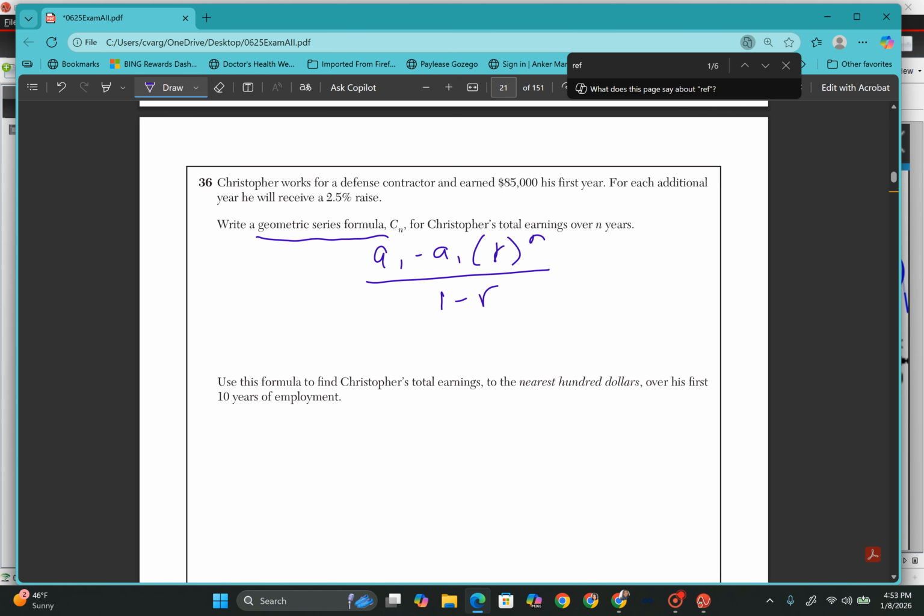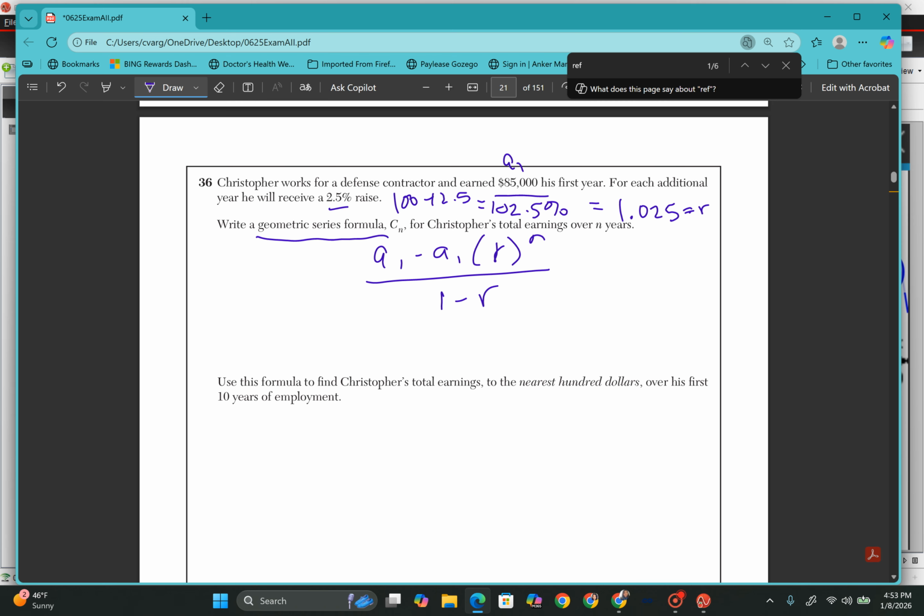So let's figure out what each of these things are. A1 is our first term, so 85,000 is our A1. For each additional year, he will receive a 2.5% raise, right? So remember that when you are doing a raise, you have to do 1 plus the R, right? Or 100% plus the 2.5%. So that is equal to 102.5%. As a decimal, this number is, move the decimal 2 places to the left, so 1.025 is our rate.